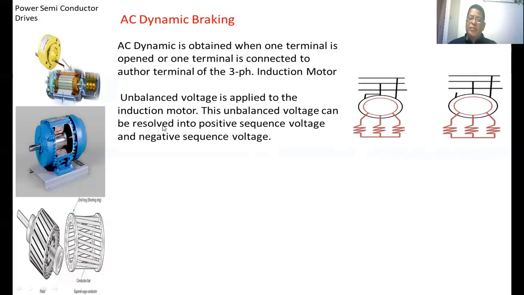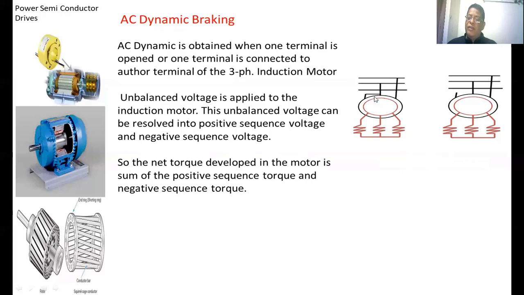That unbalanced voltage can be resolved into the positive sequence voltage and the negative sequence voltage. Positive phase sequence means the phase sequence which is the same as the actual system phase sequence. The negative phase sequence means the opposite phase sequence compared to the actual system phase sequence. So whenever we apply an unbalanced voltage, we can resolve it into positive sequence voltage and negative sequence voltage. Because of these, a positive rotating flux and a negative sequence rotating flux will be created within the induction motor.